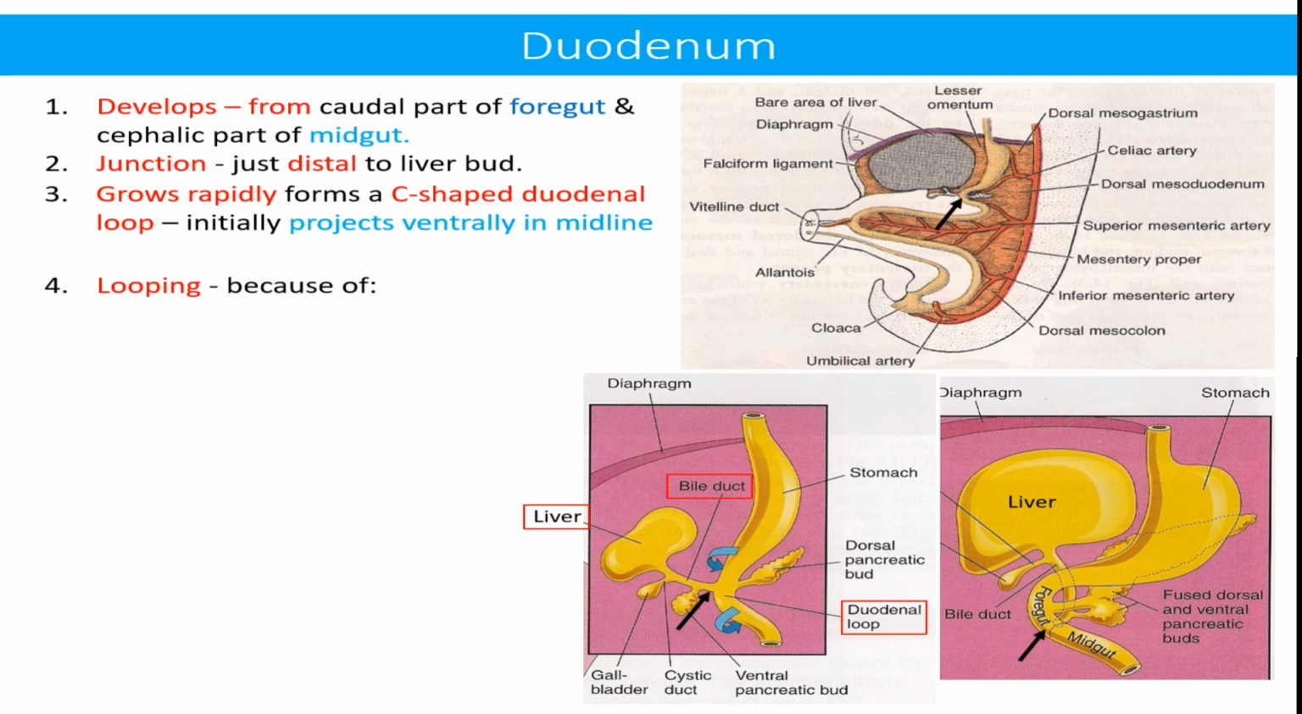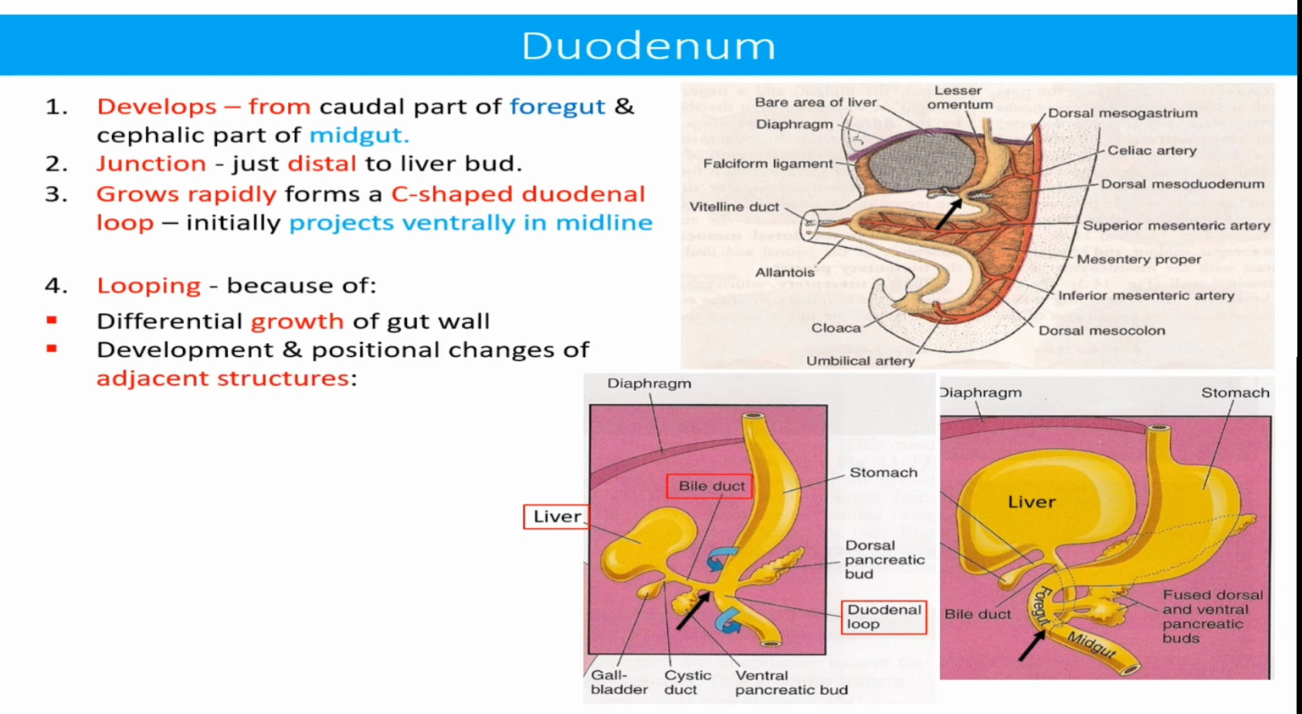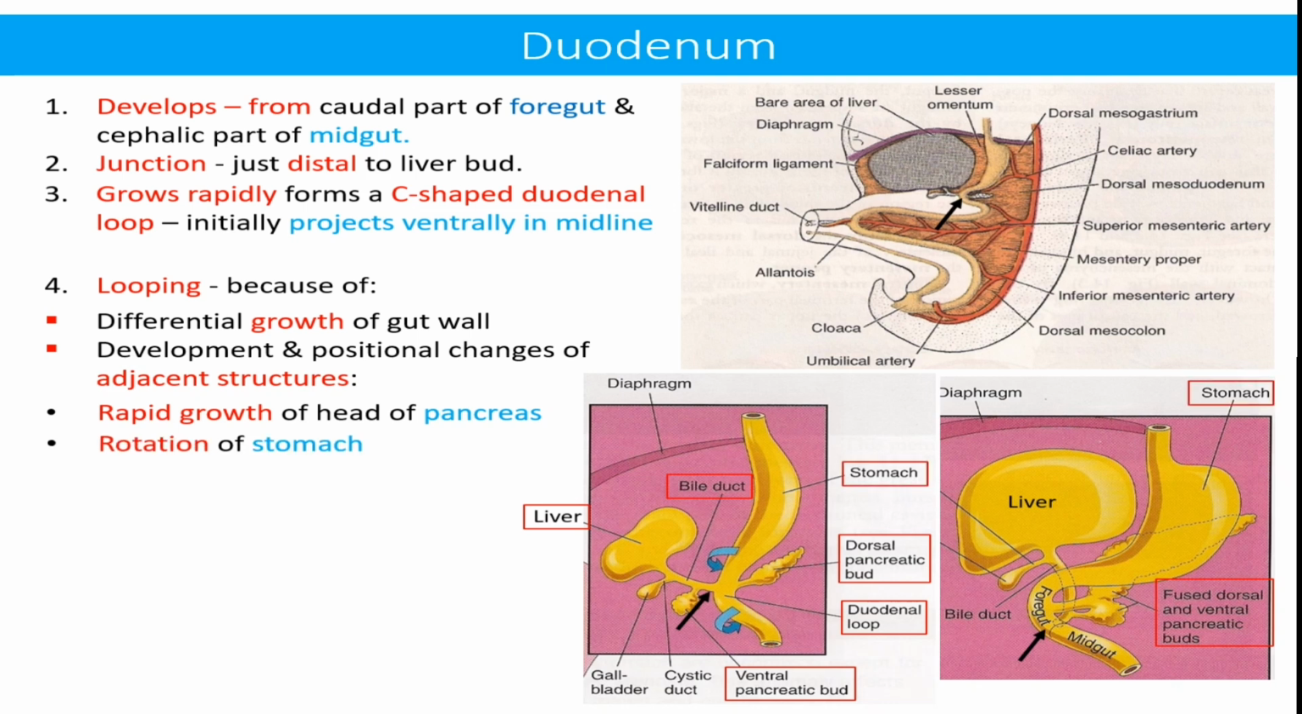This looping of the duodenum occurs because of, number one, differential growth of the gut wall. Number two, development and positional changes of the adjacent structures like rapid growth of the head of the pancreas and rotation of the stomach. All this leads to the positional change of the duodenum, that is, the duodenum swings towards the right side.